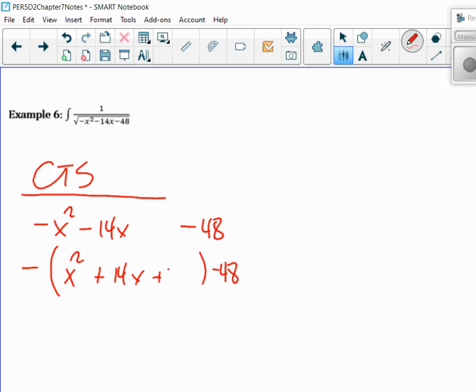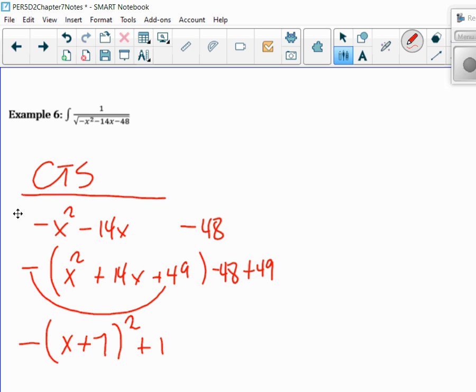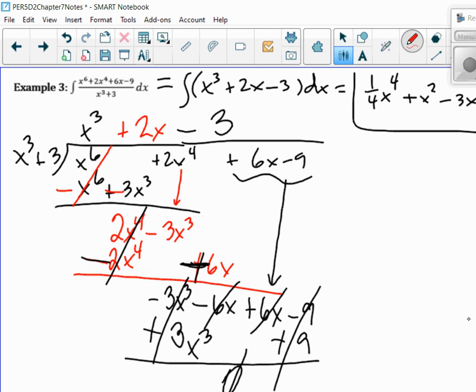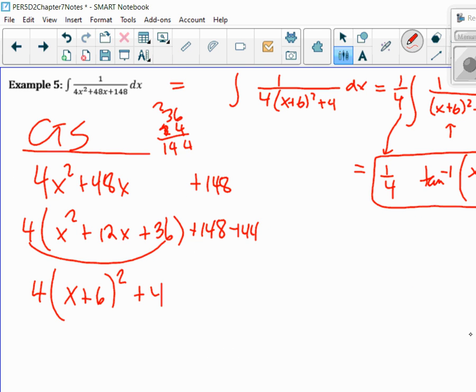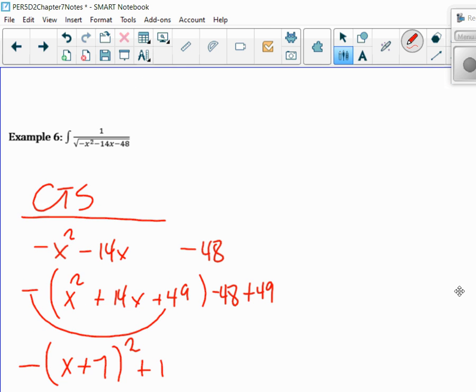7. 7 squared is 49, but really, what did I do? I subtracted 49, so that means I need to add 49. So this is negative x plus 7, the whole thing squared, plus 1. Now, this isn't a square root. Again, you need to memorize the form of this. The form is k squared minus the function squared. So we're going to write this as the integral of 1 over the square root of 1 minus x plus 7, the whole thing squared, dx.